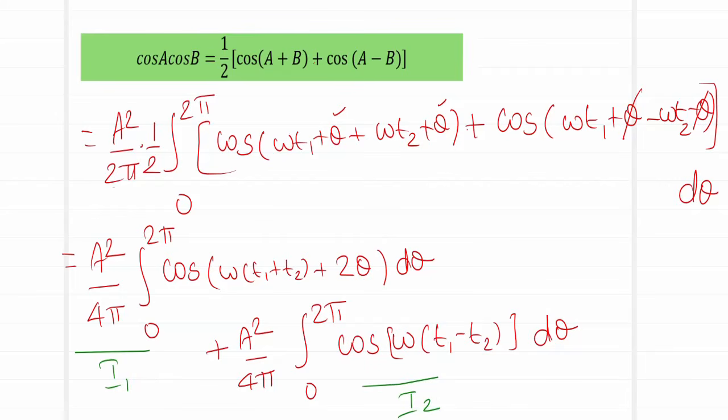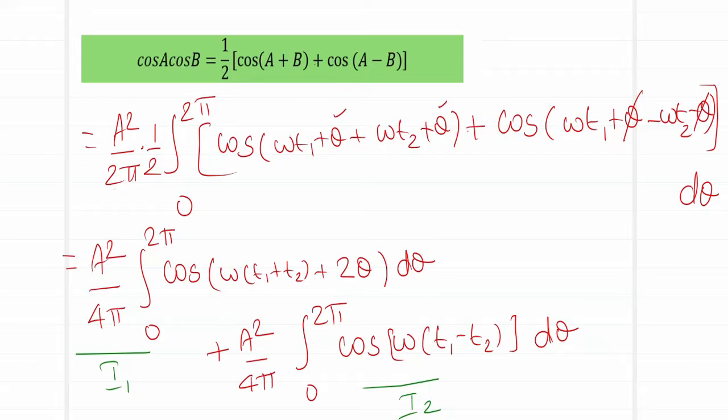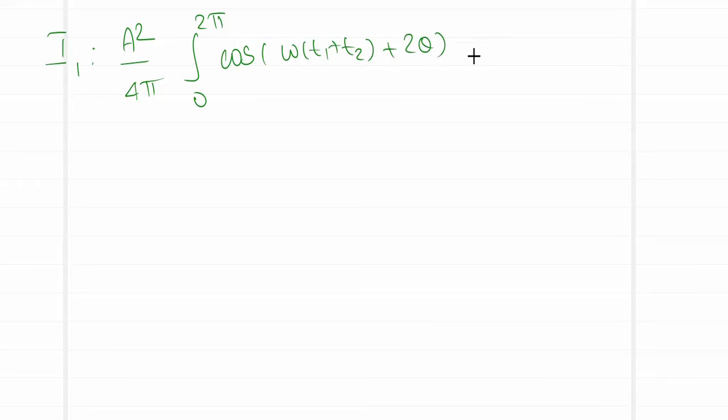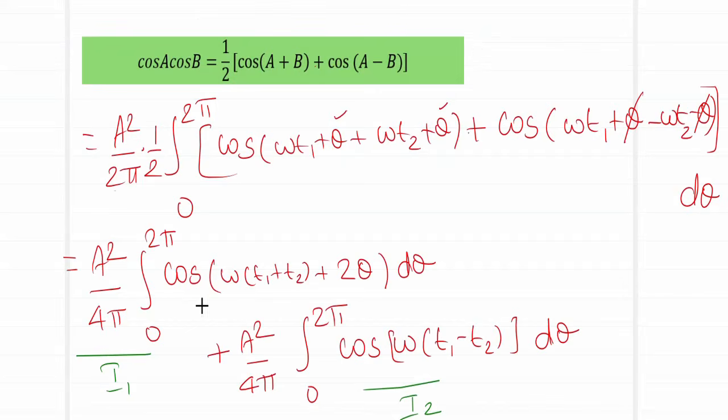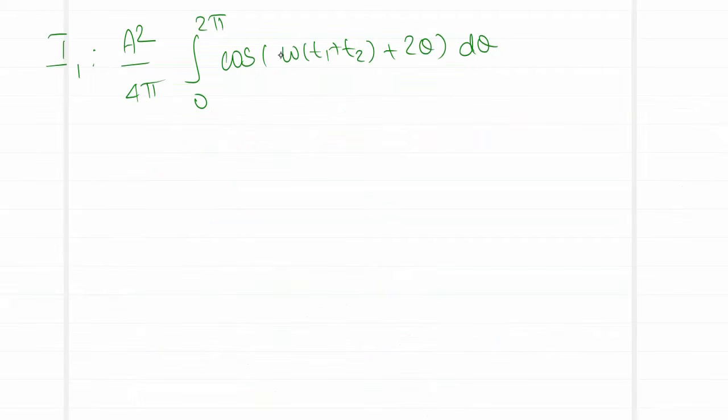Now let us first evaluate what is going to be my I1. What is my I1? A square divided by 4 pi, integral 0 to 2 pi cos of (omega T1 plus T2 plus 2 theta) d theta. So what is going to be the integral of cos theta d theta? It is going to be sin theta.